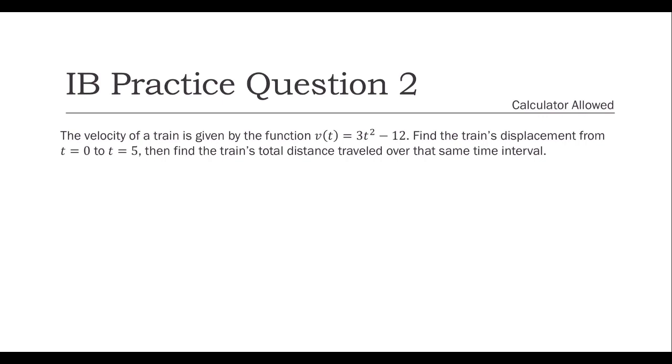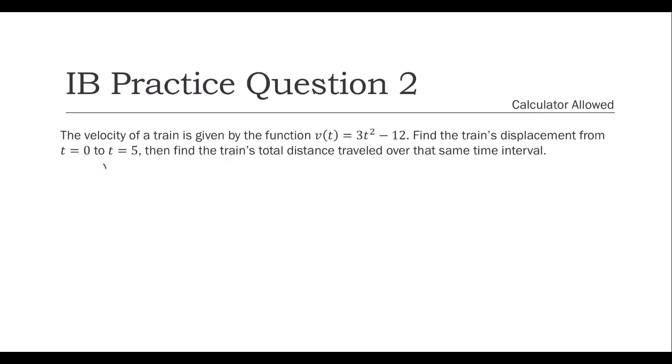So here we have our second IB practice question. It says the velocity of a train is given by the function v of t equals 3t squared minus 12. Find the train's displacement from t equals 0 to t equals 5. Then find the train's total distance traveled over that same time interval.